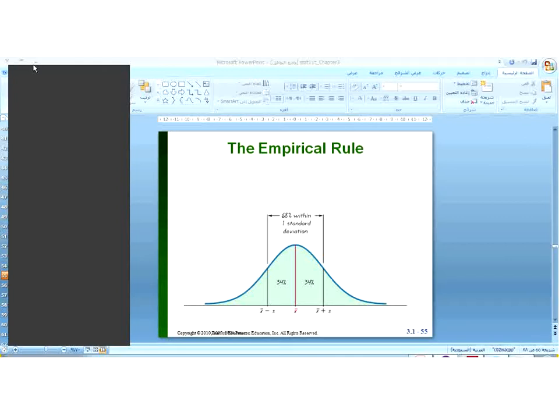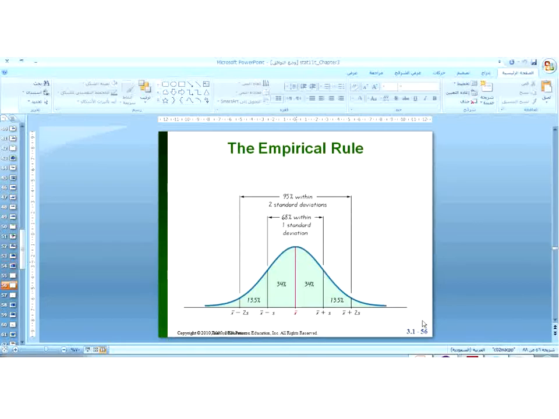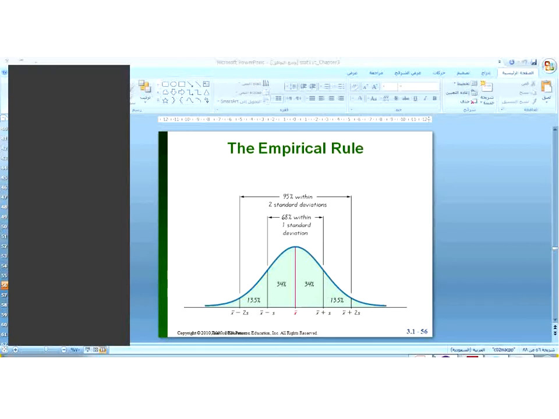Okay, so here's the empirical rule. 68% of the values will fall within one standard deviation, one from the right and one from the left. In the same way, 95% of all values will fall within two standard deviations of the mean. So in this way, I will add 2s and subtract 2s. So in my previous example, 95% of the values will fall within what?